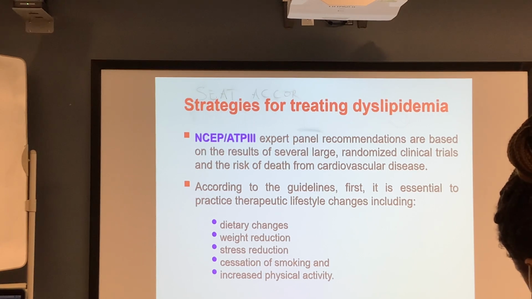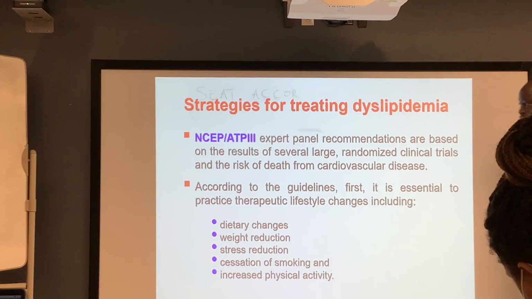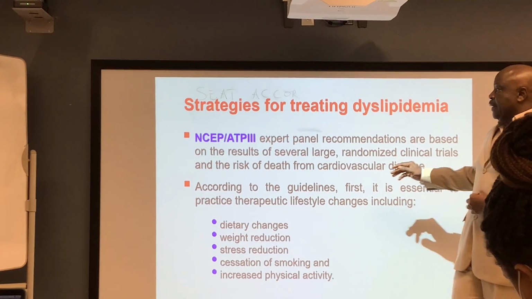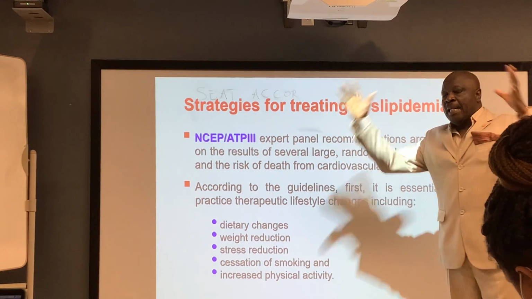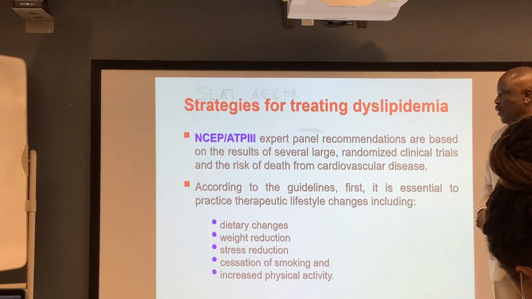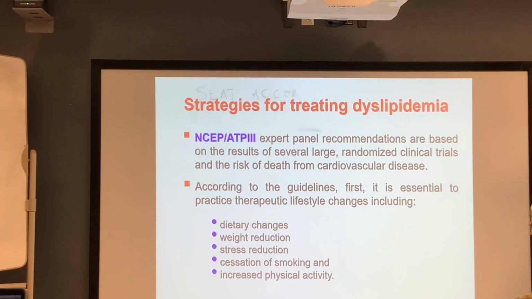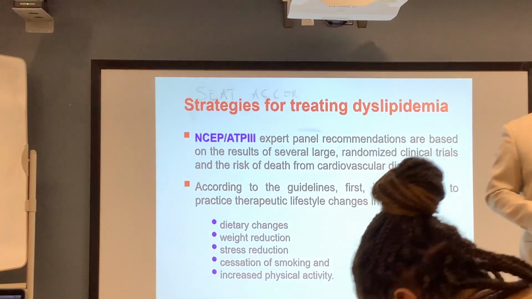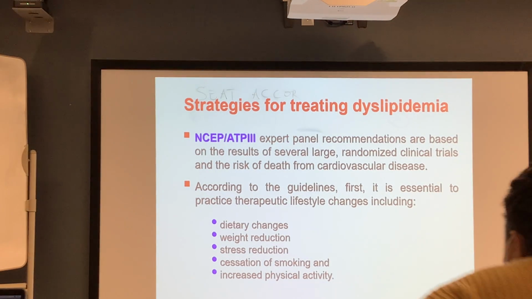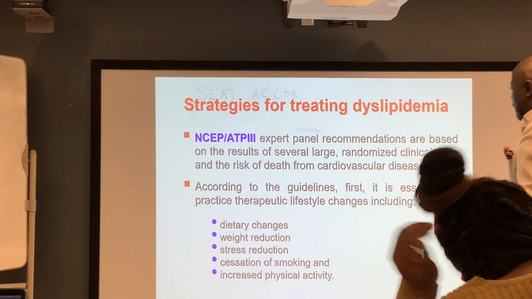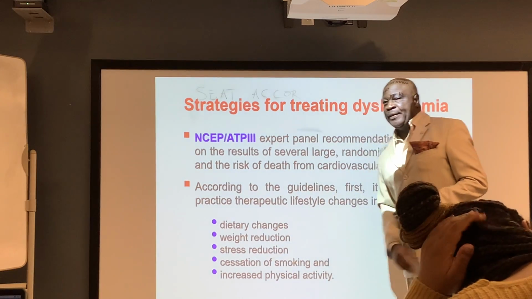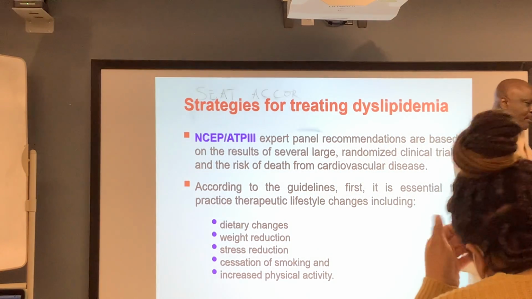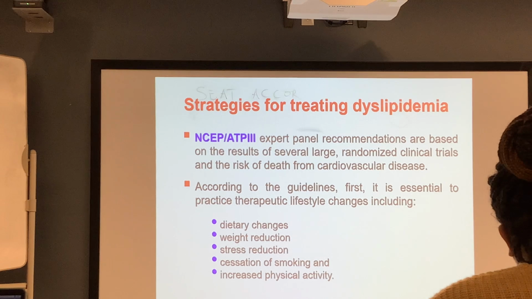So, what are the strategies for treating dyslipidemia? The recommendation comes from a large group of studies. According to these guidelines, the first thing to do is to practice therapeutic lifestyle changes. It's just the same that we do for hypertension. Lifestyle changes can go a long way to reduce hypertension in individuals. And what are these lifestyle changes? Dietary. I was going to come with a slide, I'm not sure whether I've used it for your class in the past.